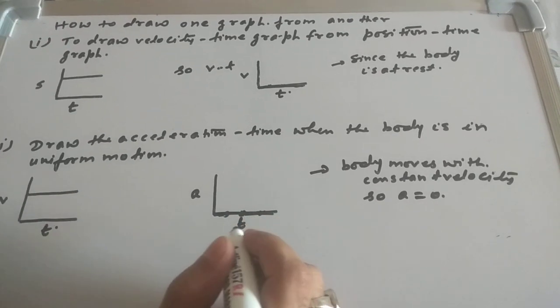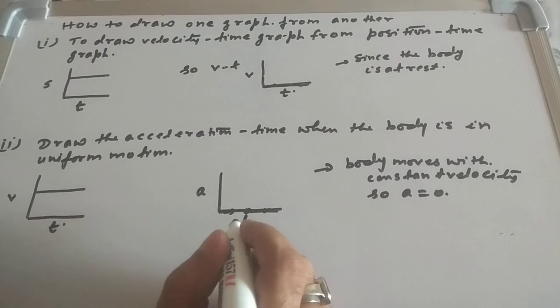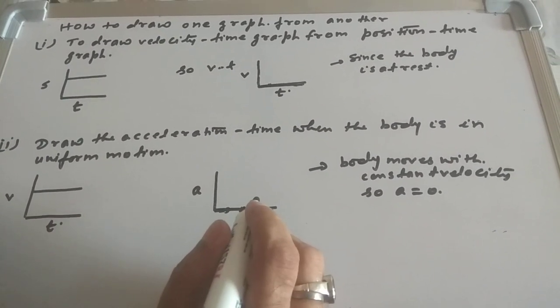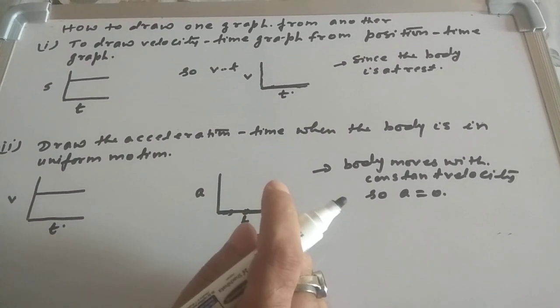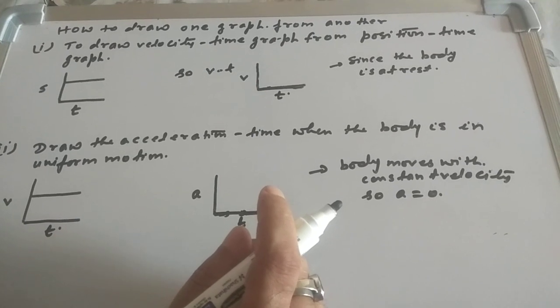Many graphs can be drawn from this type of relationship. I have given a question based on this. You try to solve it. That is given in your assignment.